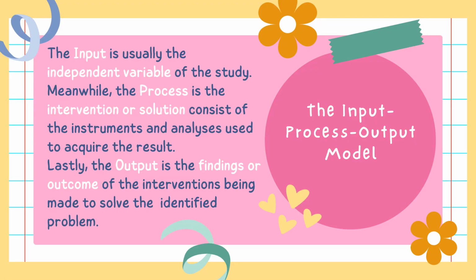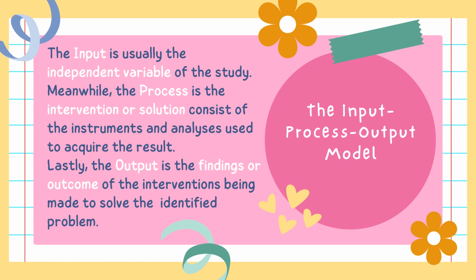Now, let us simplify the input process output model in a more relatable way. Think of your favorite French fries. To have tasty French fries, you need potato strings, salt, and cooking oil, right? You need to deep fry the potato strings in hot cooking oil within a specified time. Afterwards, you have to sprinkle it with iodized salt to taste. Now you can enjoy your French fries. In this illustration, the ingredients are the inputs, the deep frying is the process, and the French fries is the output.